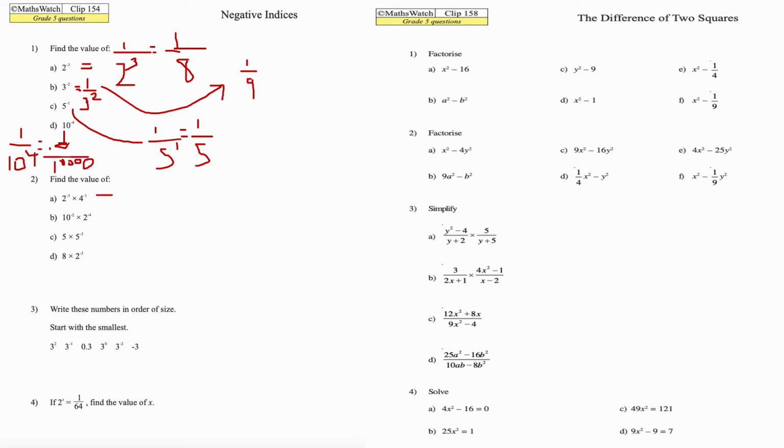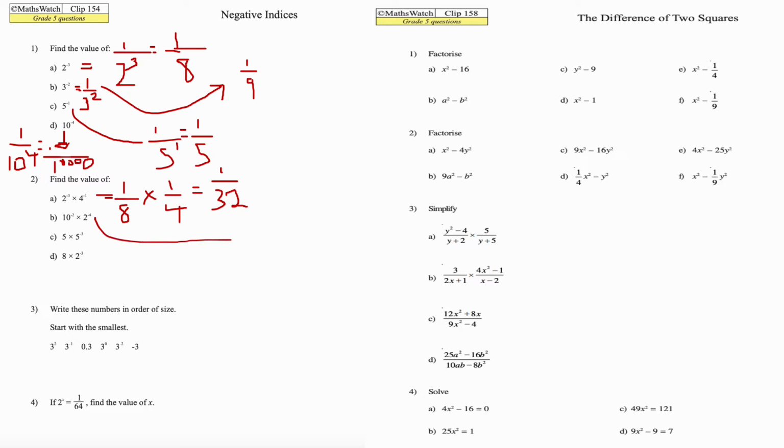This is question number 2, part A. Find the value of 2 to the minus 3 times 4 to the minus 1. Value means working out your answer. 2 to the minus 3, we got 1/8 from the first one, and 4 to the minus 1 just means 1/4. So 1/8 times 1/4 is 1 over 32, using the rules for multiplication of fractions.